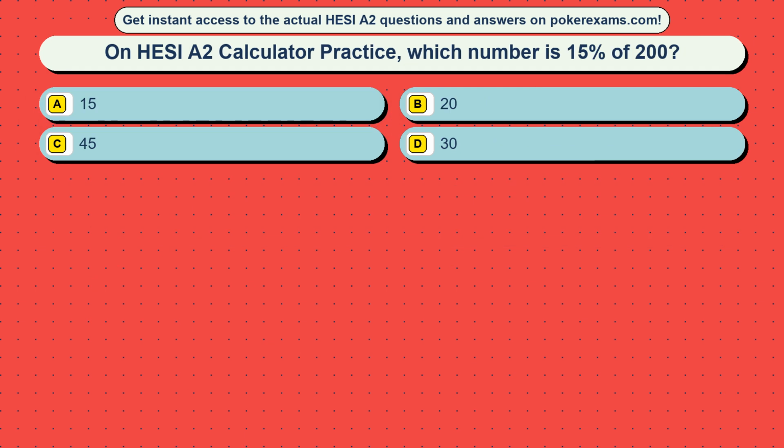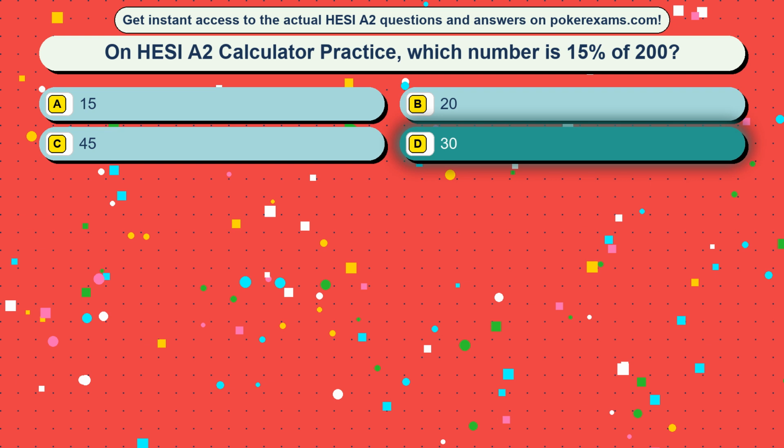Question 34. On HESI A2 Calculator Practice, which number is 15% of 200? Option A, 15. Option B, 20. Option C, 45. Option D, 30. The correct answer is option D, 30.